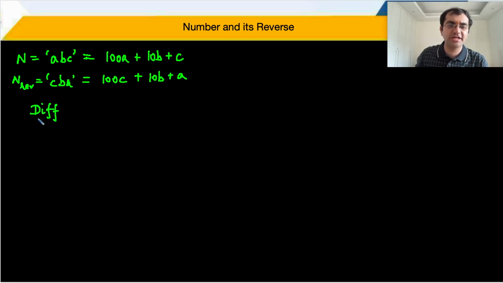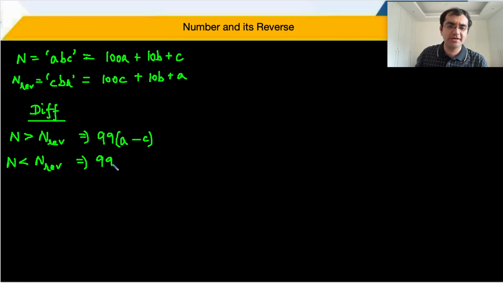Because in difference, 10b will get cancelled. So if your number is bigger, n is greater than n rev, then your difference will be 100a minus a, 99a, 10b gets cancelled, and minus 99c. So 99 times a minus c. But if your number is less than the reverse number, then you will get 99 times c minus a. So you have to search, is the number bigger or is the reverse bigger? And then choose your result and put it in.